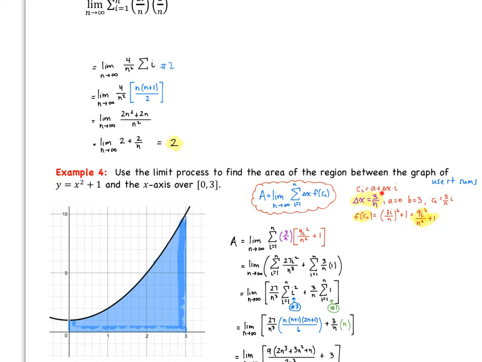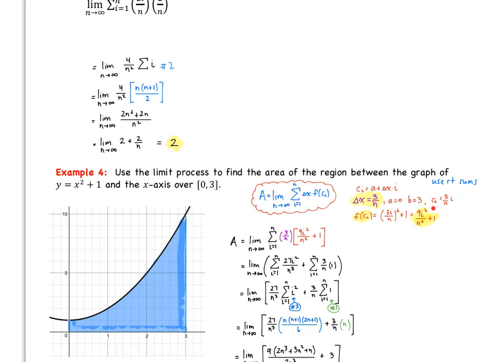So let's just remind ourselves, c sub i is going to be the start of our interval plus our delta x times i. Now, in this case, we're going to use our right-hand sums because they're a lot easier to deal with, okay? All right, so delta x is going to be our interval divided by n, right? The number of rectangles. Well, n is going to infinity, so we're going to leave it in terms of n. As for f of c sub i, c sub i is simply our delta x times whichever rectangle we're on. So 3 over n times i is our c sub i value.